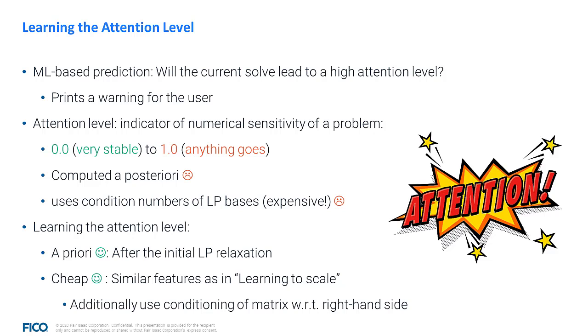Learning the attention level uses a fast-to-evaluate ML model with readily available matrix scaling features and a new unique feature that considers the conditioning of the matrix with respect to the right-hand side. It approximates the real condition number of the initial LP, but it is an order of magnitude cheaper to compute. For the ML experts, in contrast to learning to scale, which used a linear regressor, learning the attention level uses a random forest regression. It turned out that this delivered more precise results. To summarize this slide, in Xpress 8.11, we provide the user with an indicator of numeric stability that is available at the beginning of a solve and cheap to compute.